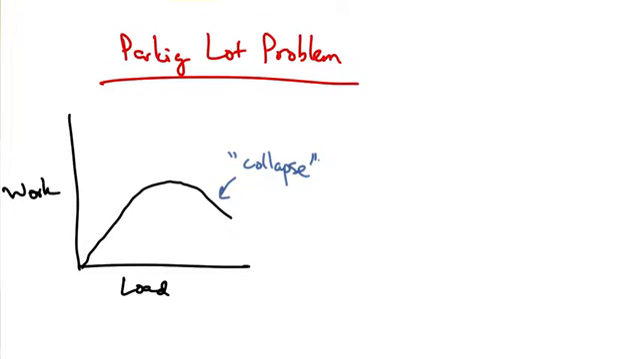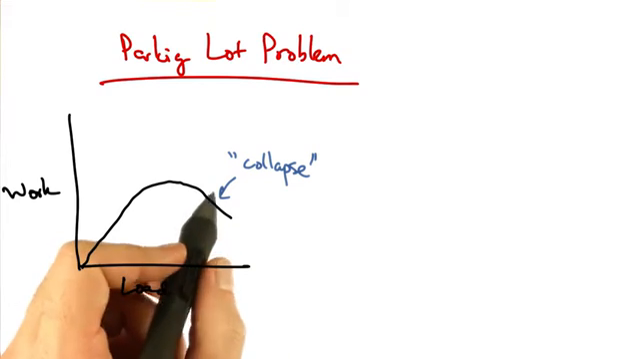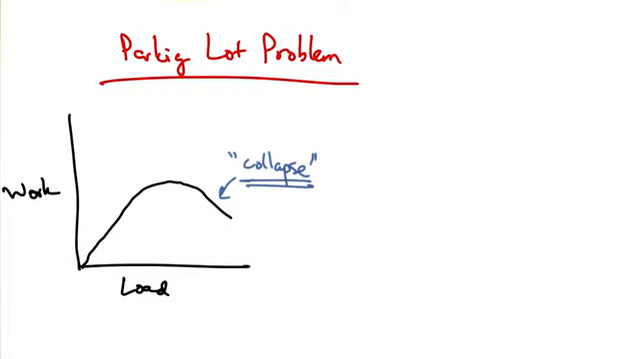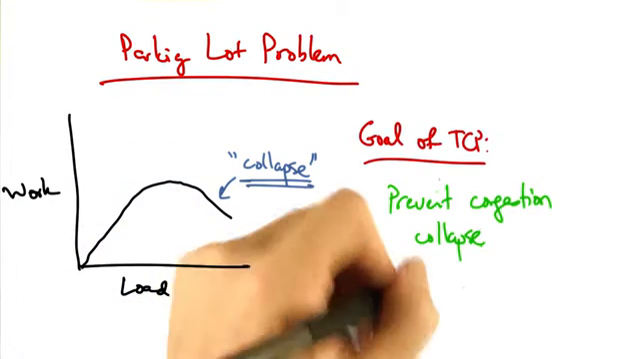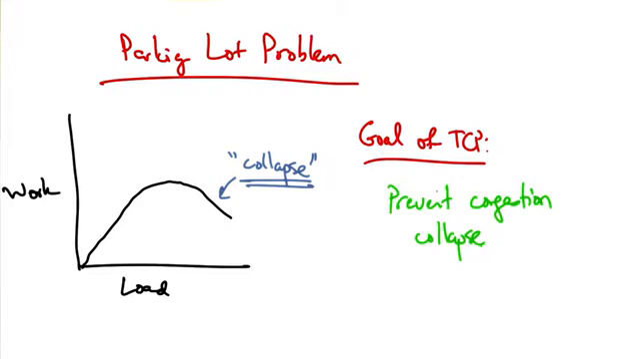Recall that congestion collapse occurs when packets consume valuable network resources only to get dropped later at a downstream link. And although the network is forwarding packets, none of them actually reach the destination, and no useful communication occurs, resulting in what we called congestion collapse. We talked about congestion collapse in an earlier lesson in this course. Recall that the goal of TCP is to prevent congestion collapse.